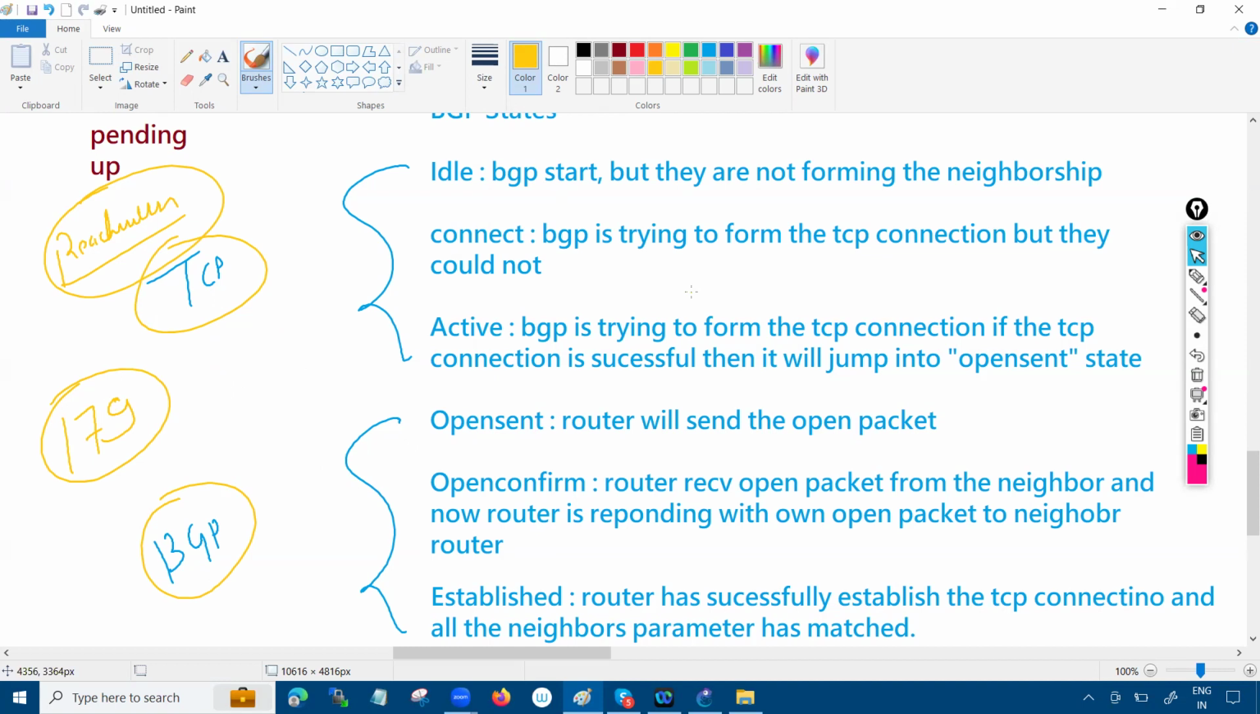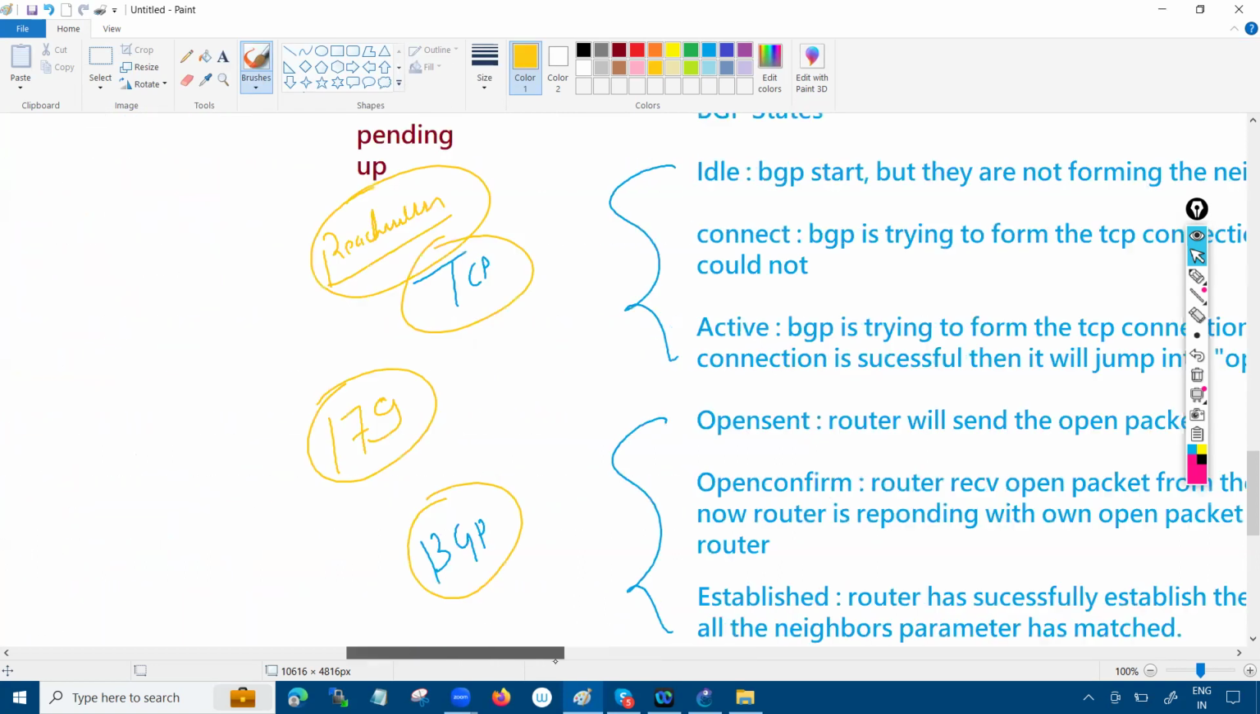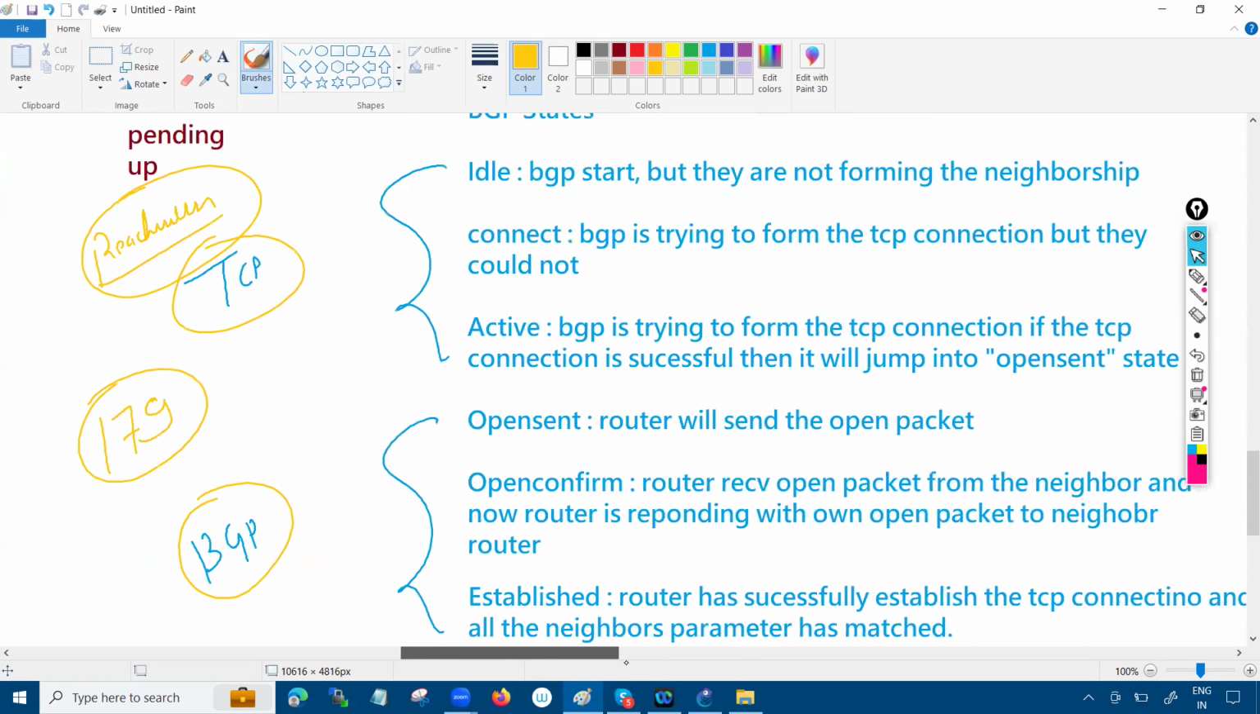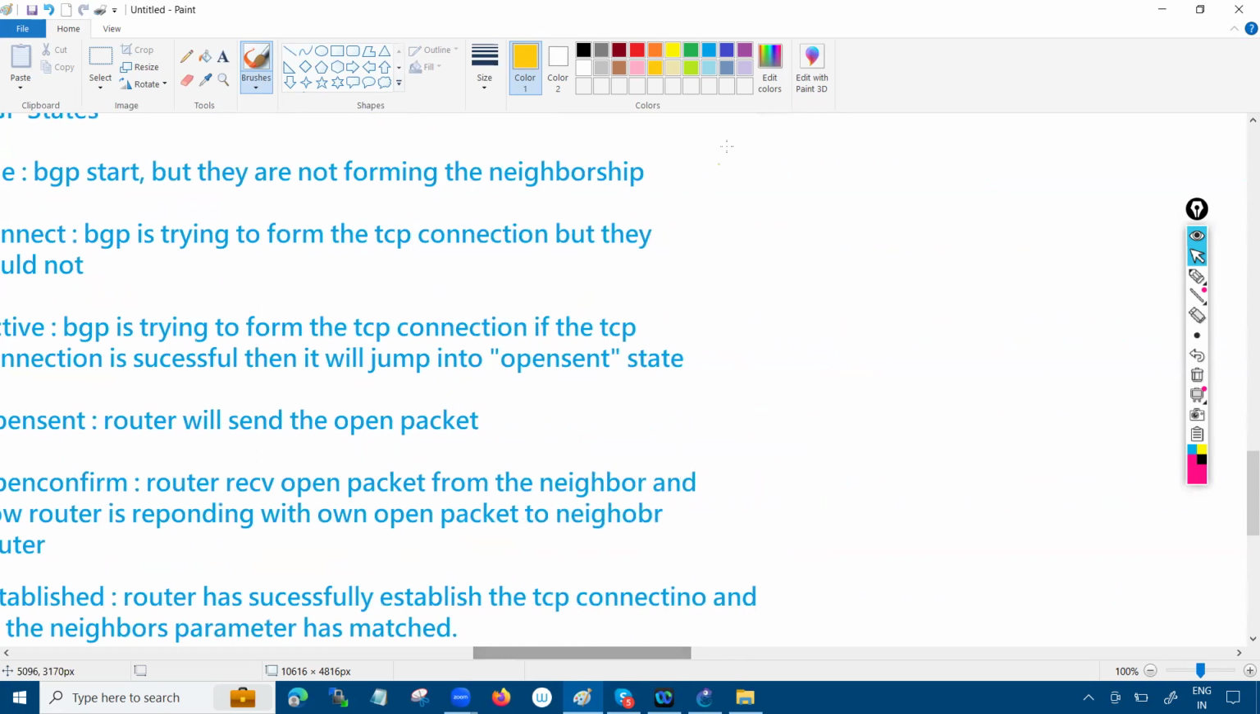So these are the 6 states of the BGP protocol we have, guys, right? And that's all for the BGP states and packet types. One thing that you will learn in the CCIE part is called active and passive. These are basically transport connection types.